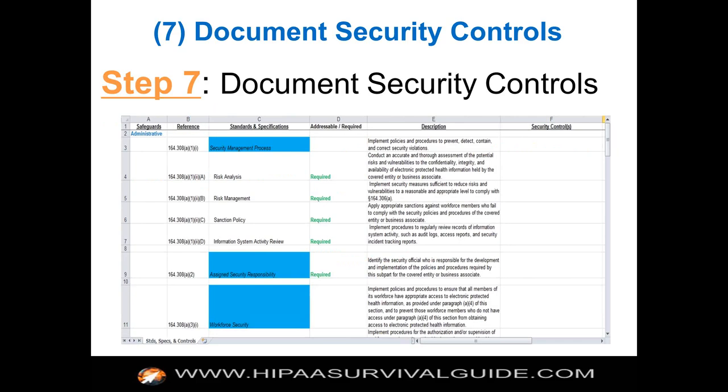Here, we have an example of a spreadsheet of controls mapped back to the administrative, technical, and physical safeguards of the security rule itself. This is a different sort of cross-reference. It's not by application, it's by the requirements of the rule. It's not one or the other. I think it would be good to have both, because obviously you could show this to an auditor and say, look, for this particular implementation specification and standard, this is what we've done.